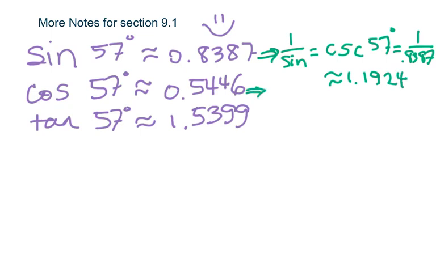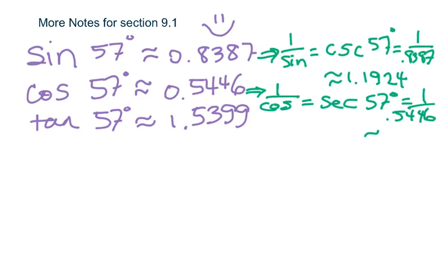The reciprocal of cosine is what we call secant. So if you do secant of 57, again, that's the reciprocal, 1 over 0.5446, and you should get approximately 1.8361. Doesn't quite fit on my screen.